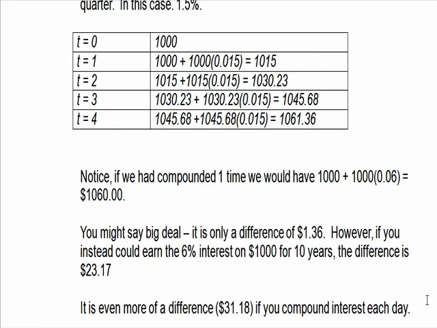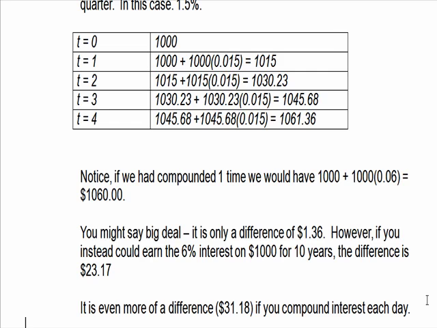Notice if we'd compounded only one time, we would have actually done 1,000 plus 1,000 times 0.06. We would have had $1,060. You might say, well, big deal. That's only a difference of $1.36. Well, it's $1.36, and $1.36 might buy a soda or part of a gallon of gas, something of that nature.